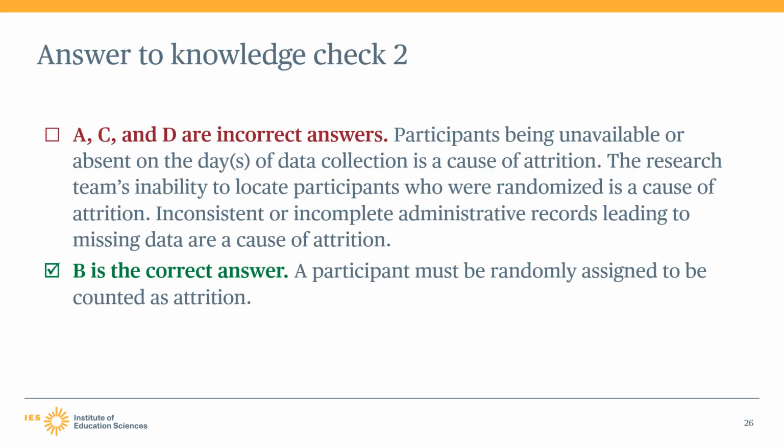The correct answer is B. A participant must be randomly assigned to be counted as attrition. When students are absent on the day of data collection, researchers cannot collect outcome data for those students, which counts as attrition. Students changing schools or dropping out of school is another common cause of attrition. And finally, missing outcome data from incomplete student records is also considered attrition.